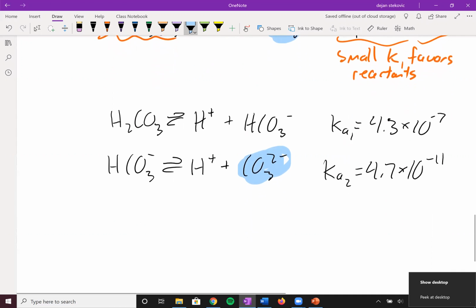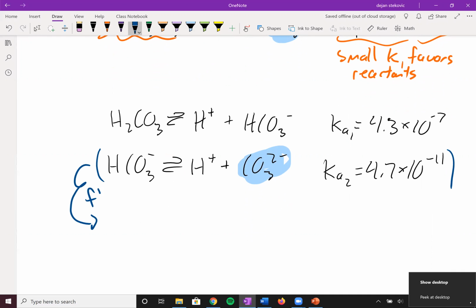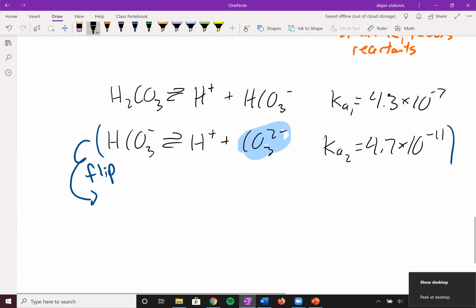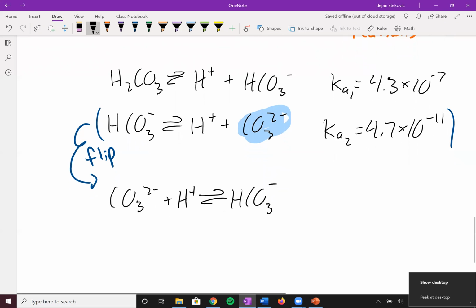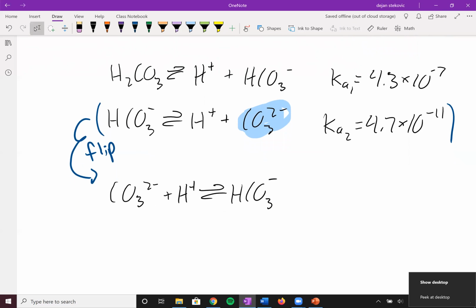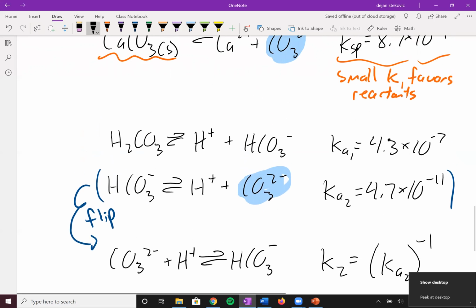So let's take a look at what happens when you flip this reaction. When we flip this reaction, this becomes CO3 2 minus plus H plus to HCO3 minus. And of course, we would flip the Ka. So this K, call this K2, is equal to 1 over Ka2, or Ka2 to the -1. Cool. So we flip that reaction.